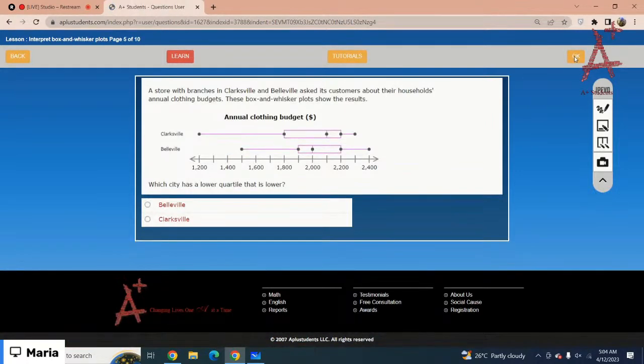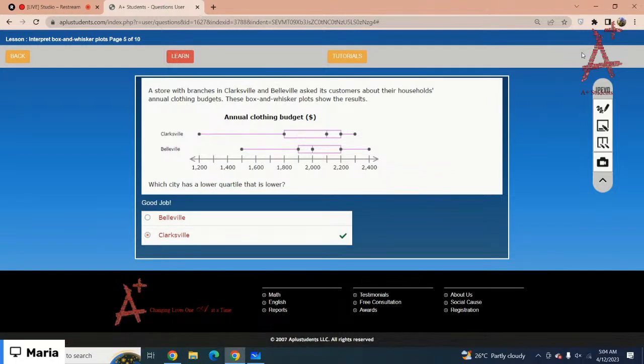A store with branches in Clarksville and Belleville asked its customers about their household's annual clothing budgets. These box and whisker plots show the result. Which city has a lower quartile that is lower? Just look at the lower quartiles. This one is the lower quartile. Clarksville has 1800 and Belleville has 1900. So that means Clarksville has the lower quartile that is lower. Got it?